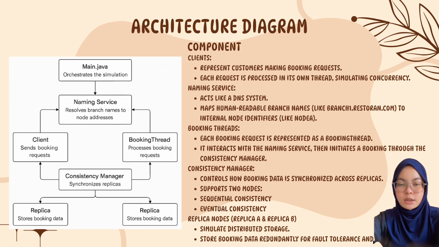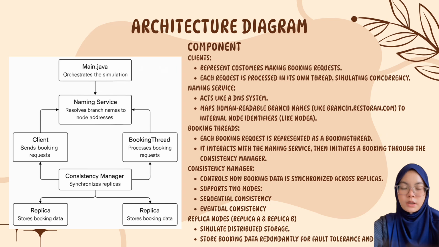Third is booking threads. Each booking request is represented as a booking thread. It interacts with the naming service and initiates a booking through the consistency manager. Next is the consistency manager. It controls how booking data is synchronized across replicas. It supports two modes: first is sequential consistency and second is eventual consistency. Lastly is replica nodes, replica A and replica B. They simulate distributed storage and store booking data redundantly for fault tolerance and availability.